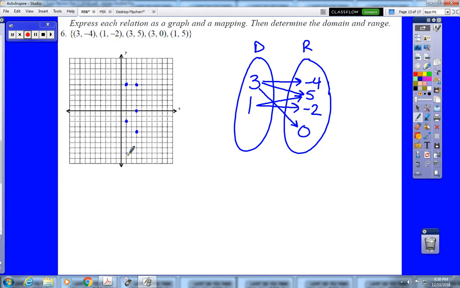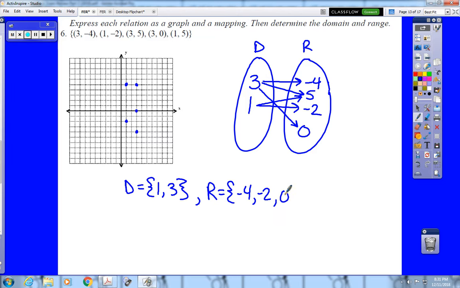So there's the graph, there's the mapping. Now we need to determine the domain and the range. So the domain is a list of the x values, the inputs, the values of the independent variable. That would be the numbers 1 and 3. And the range, that is a list of the y values, the outputs, the dependent variable values, which would be the numbers in the range bubble. We usually do like to write them in ascending order, meaning smallest to largest. So that would be negative 4, negative 2, 0, 5.